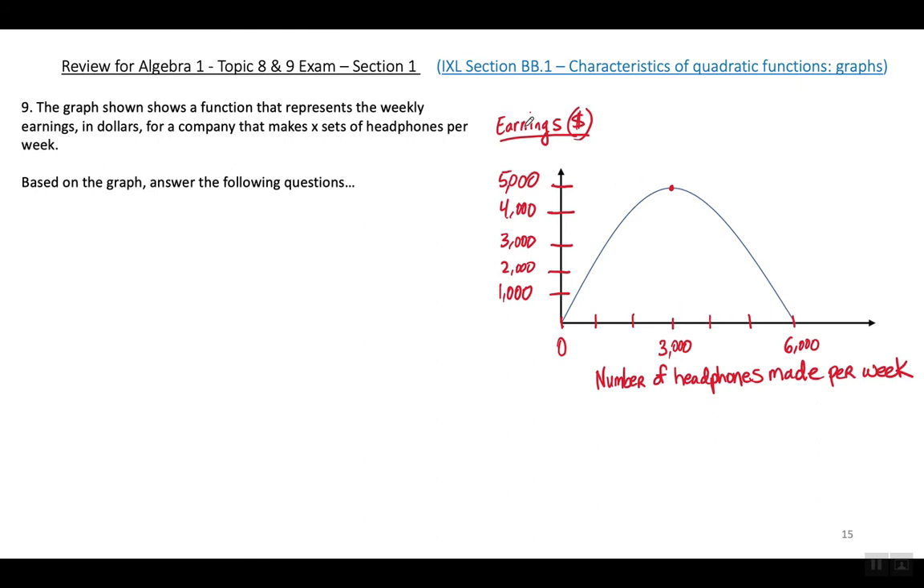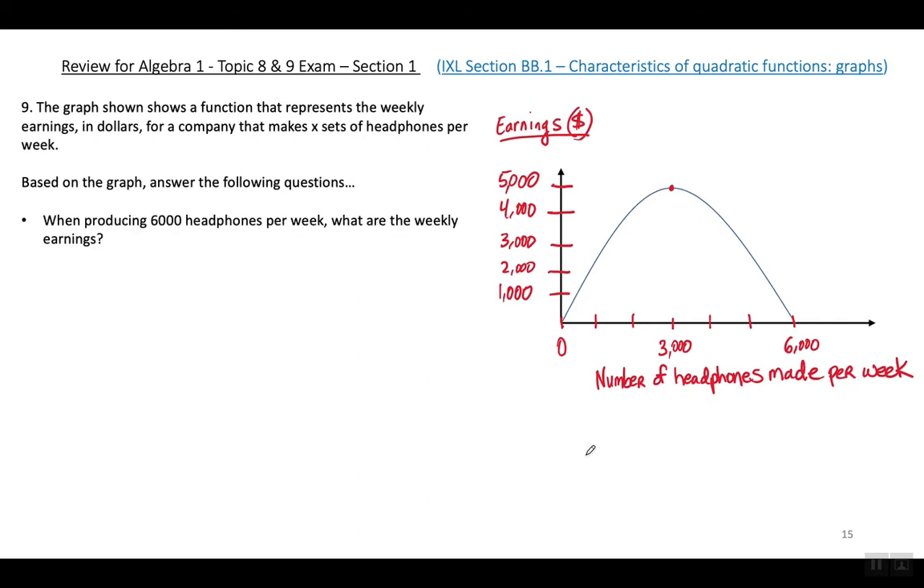And here are the earnings, how much money you're making: $1,000, $2,000, $3,000, etc. Here's our vertex. And by the way, this is not too clear, but the vertex is right here. It's supposed to line up with 5,000 here and 3,000 here, in case it's not clear from my little drawing.